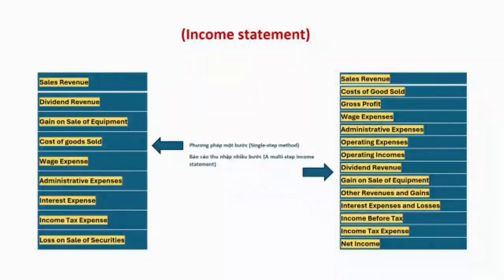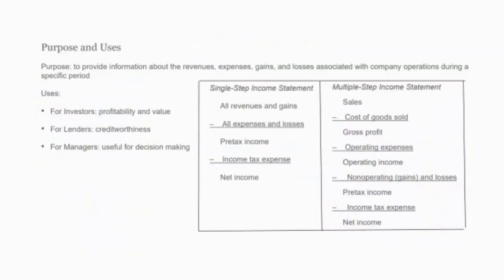We will have two frames of income statement, as you can see on the screen. The first is the single-step method, and the second is the multiple-step income statement. In each frame, there will be some differences. And now we will come to the purpose and uses.